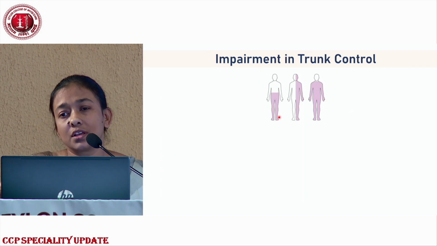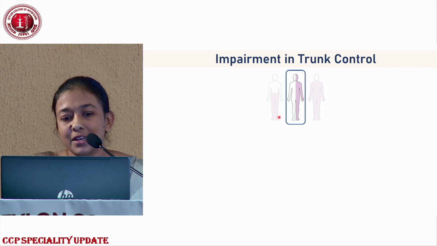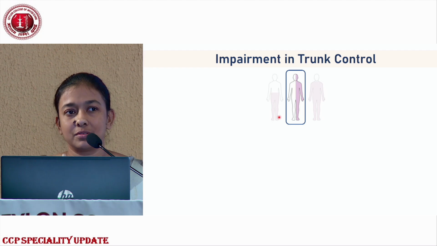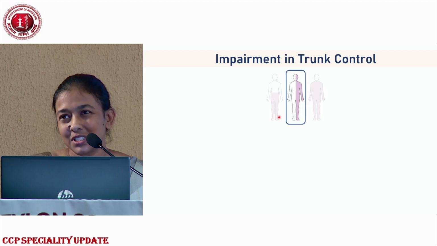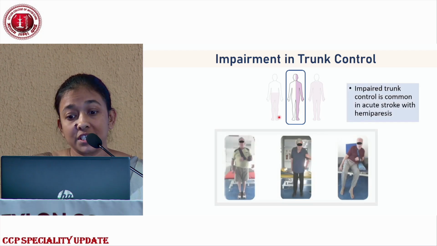Third impairment I selected was trunk control, because we all can appreciate impairment in trunk control in high paraplegic patients, thoracic level, or tetraplegic patients. We know that the trunk control is impaired, but in hemiparetic patients, sometimes it's underestimated. And in acute stroke, trunk control is impaired.